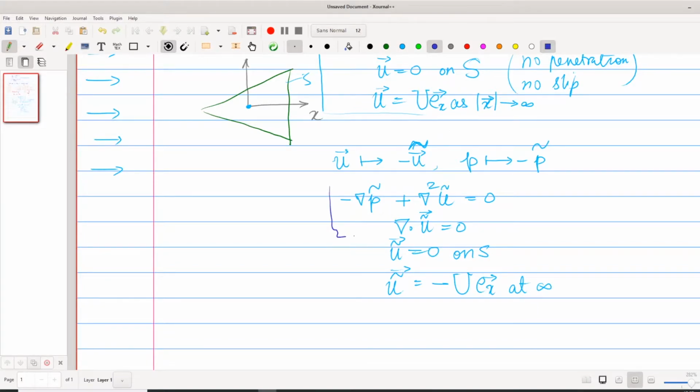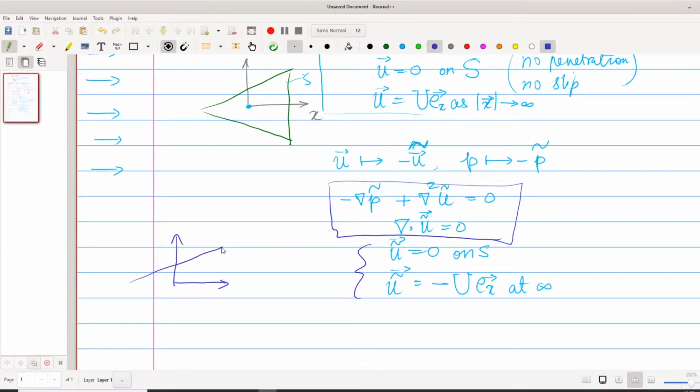So these are the governing equations and these are the two boundary conditions. So what physical situation do the equations that we have obtained by making a transformation u as minus u and p as minus p represent? So given the fixed coordinate system, we have reversed the velocity.